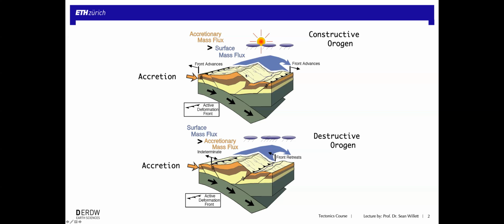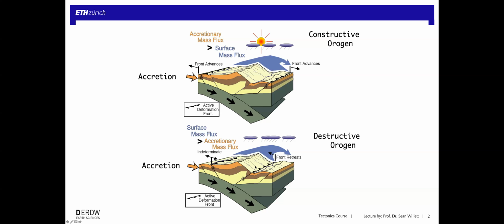Now we can contrast this to then the second case, which is where the surface mass flux is larger than the accretionary mass flux. All right, so that means the erosion is removing more mass than is being added in by accretion. And this is what we'd refer to then as a destructive orogen. In this case, then the orogenic belt needs to be getting smaller with time.